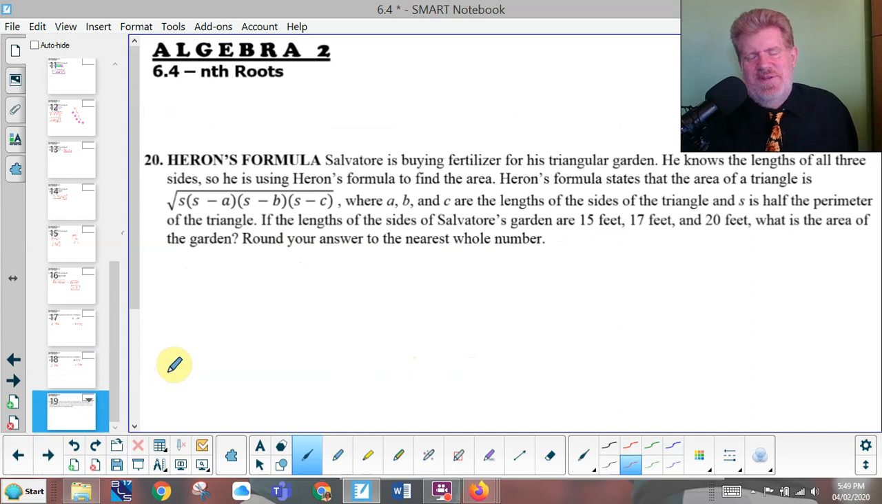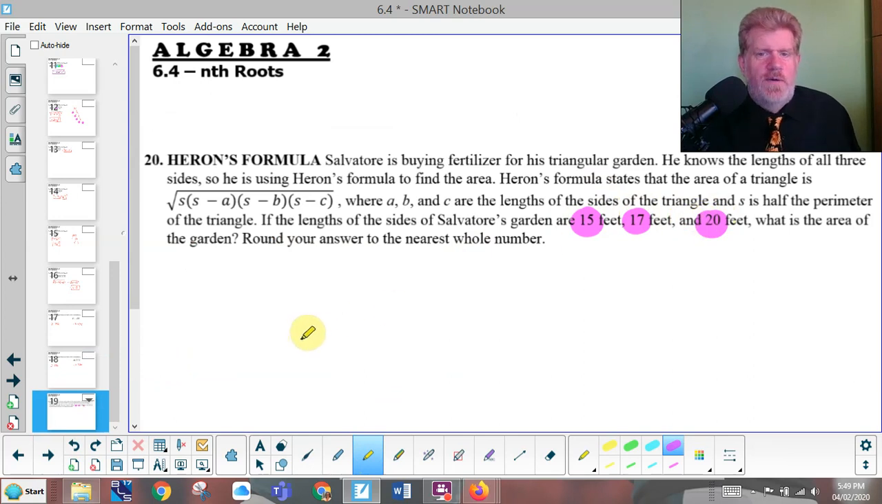This one's a fun problem. I just enjoy it. This is a formula that I actually proved way back when I was in high school that allowed me to get out of a geometry test. So it was pretty cool. I don't remember the proof anymore. It was a long time ago. But this is a formula called Heron's formula, which is how you find the area of a triangle as long as you have the three sides. And here's the formula.